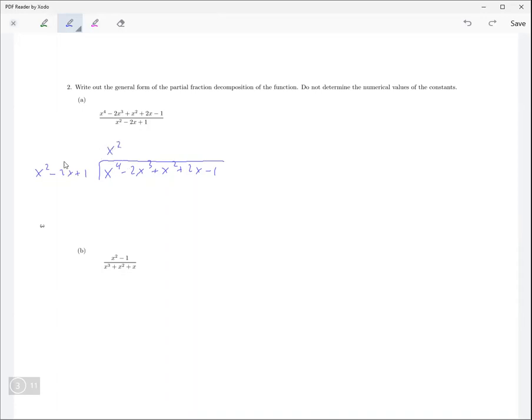Okay, x squared times x squared is x to the 4th. x squared times this is negative 2x cubed, and then x squared times 1 is x squared. Oh, I like that. Okay, when you subtract, then everything here cancels and you just get 2x minus 1. Oh, great. So that means that this is x squared from here plus 2x minus 1 over x squared minus 2x plus 1.